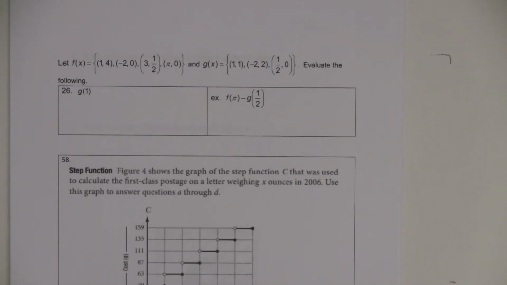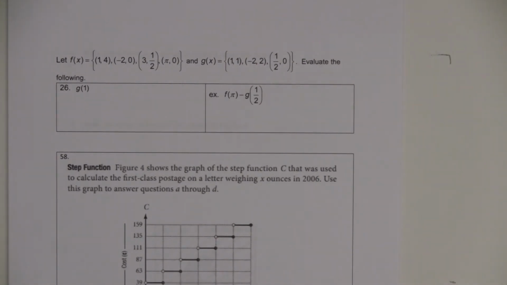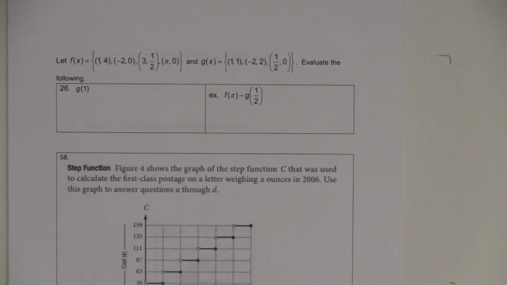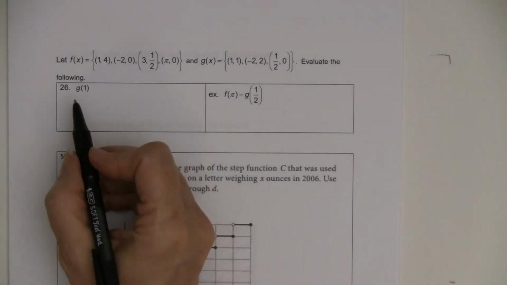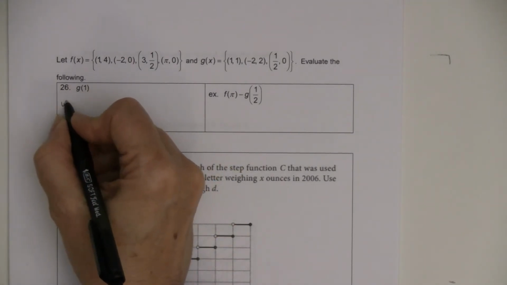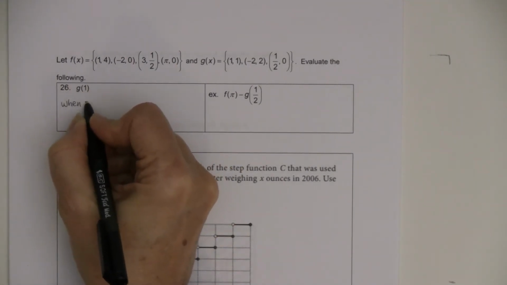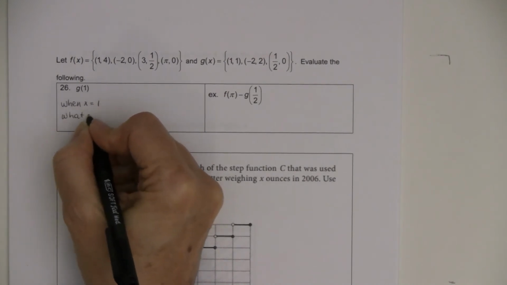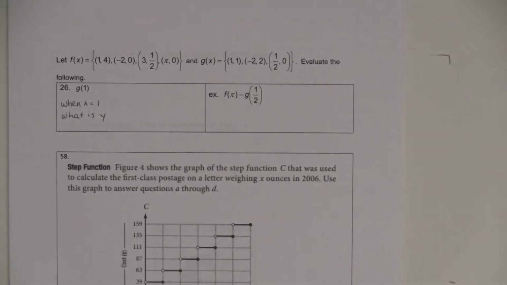Okay, and I have to move it down so that you can see it. And here they have given my functions. Instead of giving them as an equation, they've given my functions as ordered pairs. And so this is asking me to find g at 1. And what this says is, when x equals 1, what is y? That's basically what it's saying.